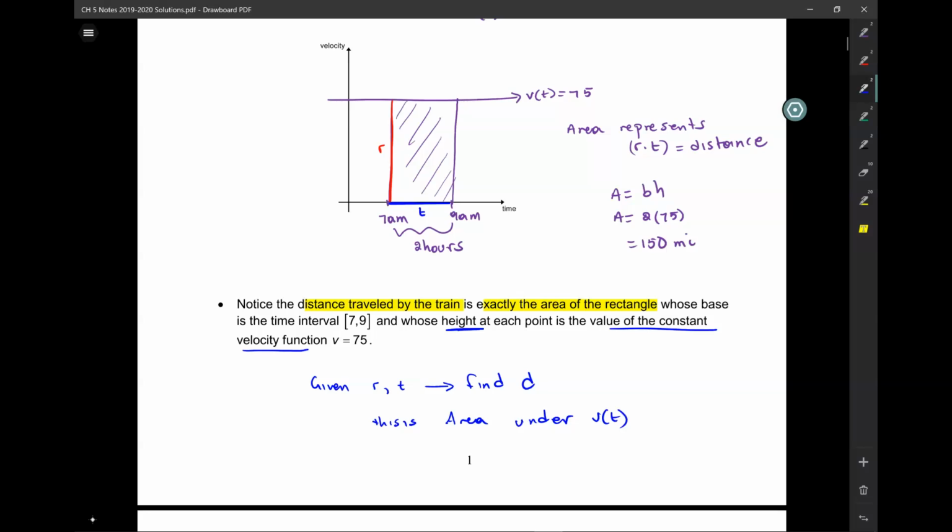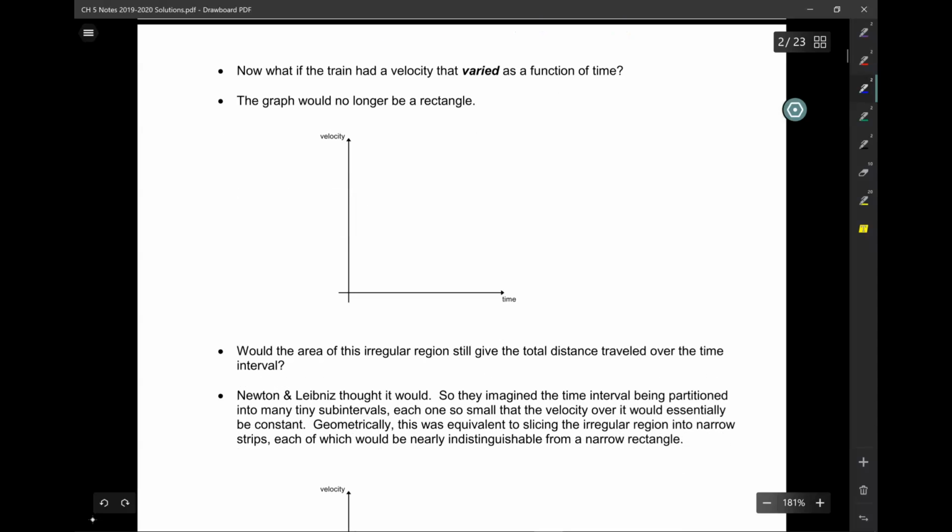So what if, I lucked out for this one. I got a rectangle underneath and it really worked out in finding my area. So now what if the train had a velocity that varied as a function of time? What if it wasn't constant? What if it had to stop and slow down and speed up? Like, what's going to happen then?